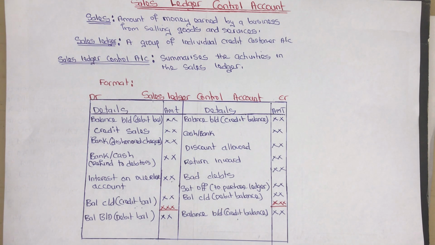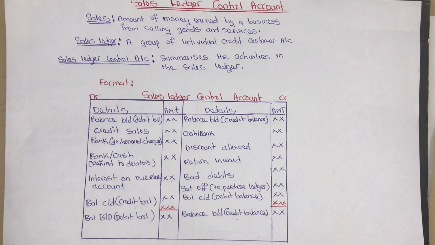The business may be owing money to the customer because maybe the customer overpaid for some goods, or the customer made an advance payment and has not yet collected the goods, or the customer returned some of the goods and the business has not yet refunded the money. So that is the reason for the opening and the closing credit balance in the sales ledger control account.